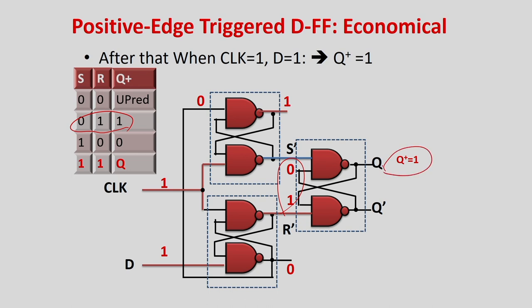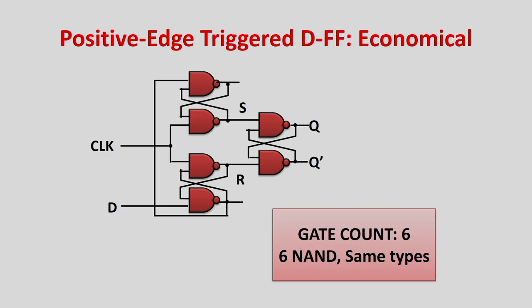So, which is basically the behavior of a positive edge trigger flip flop. This design of the flip flop is economical, because it uses similar kinds of gates and fewer of them: 6 NAND gates, and all NAND gates are of similar type. This is why you can say it is economical, the gate count is also less. Earlier it was 10, now it is 6, and being of the same type means fabrication will be much easier.